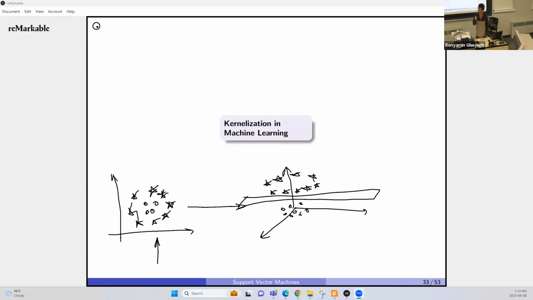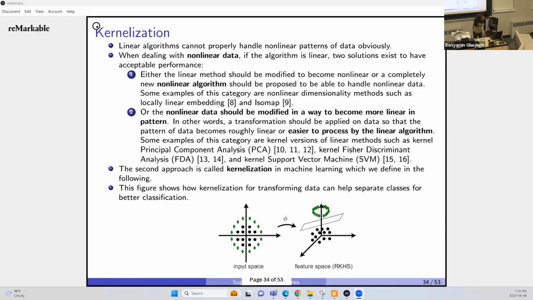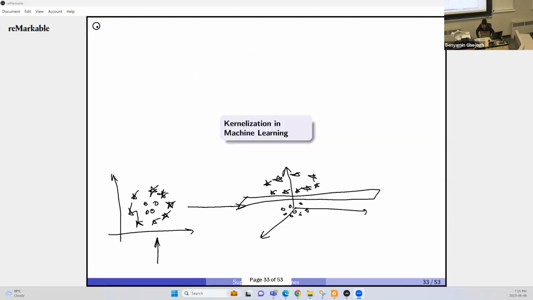Now, before talking about kernel SVM, let me tell you about kernelization in machine learning. Linear algorithms cannot properly handle nonlinear patterns. Linear algorithms, such as SVM, can't handle nonlinear patterns of data, obviously. When dealing with nonlinear data, if the algorithm is linear, two solutions exist. Without even looking at it, assume my data set is nonlinear.